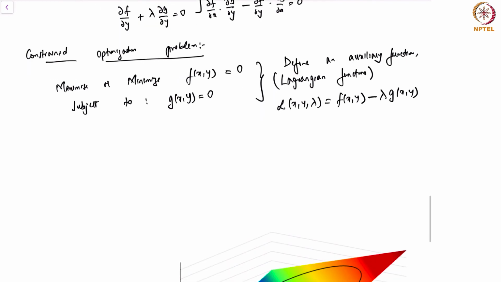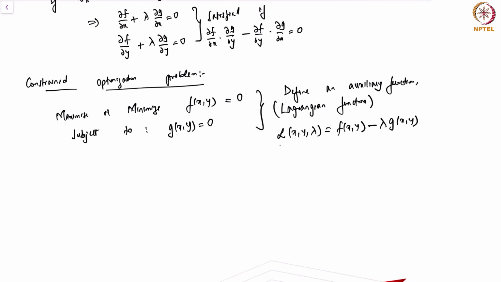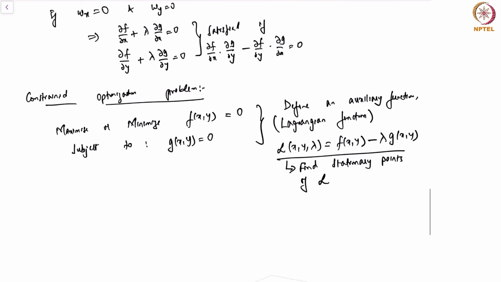After defining the Lagrangian function, our next step is to find stationary points of this Lagrangian function L. The stationary points of L would mean that we have to find out where this Lagrangian function has a maxima or a minima. How do we do this? This Lagrangian function has to simply satisfy the Euler-Lagrange equations that we had already derived in the previous lecture, right?